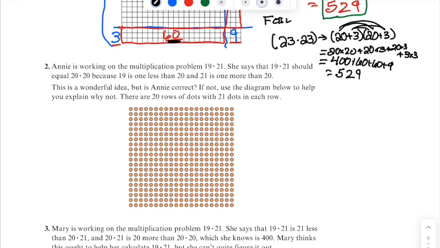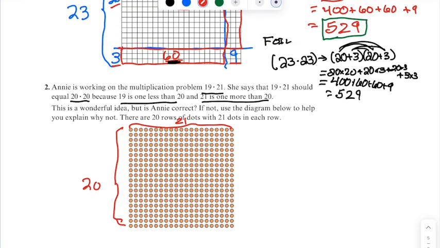Now, Annie, it says, is working on the multiplication problem 19 times 21. So she says that 19 times 21 should equal 20 times 20 because 19 is 1 less than 20 and 21 is 1 more than 20. And right, that's a really great connection to try to make, but what happens when we do that? So if I look at this, it says that there are 20 rows and 21 dots.